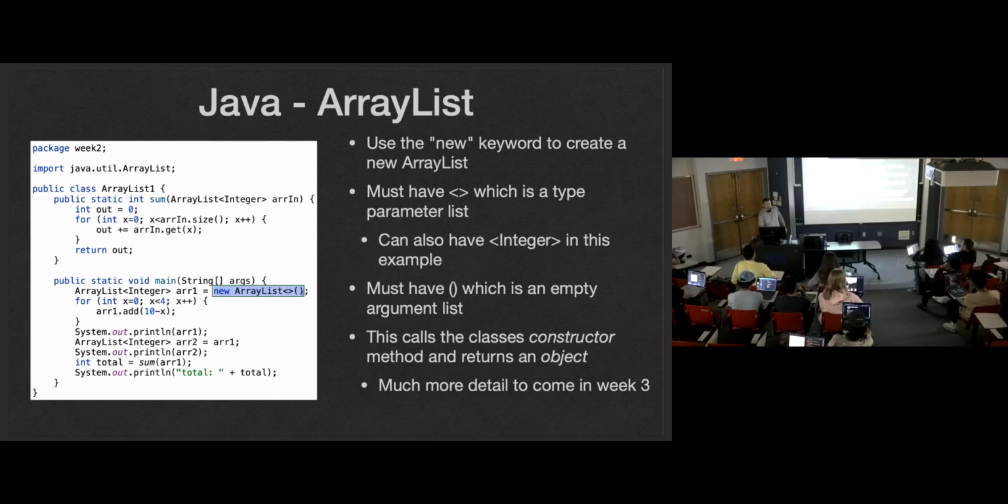We took this for granted in Python when we would just say open square bracket, close square bracket, and bam, we got a new list. Didn't have to think about it too much. Java's going to make us be a bit more explicit. So new array list, and then empty parameter lists.